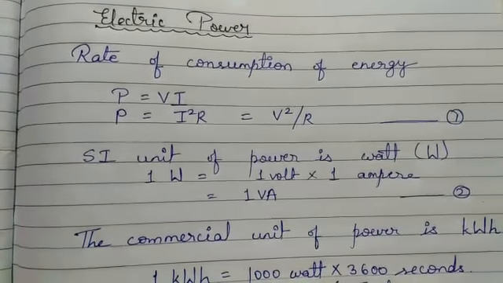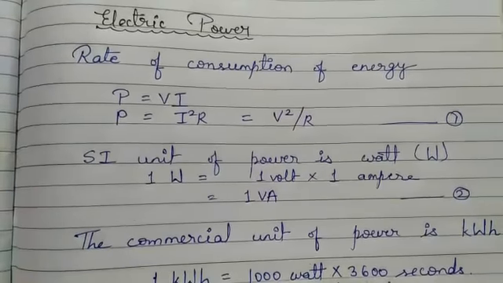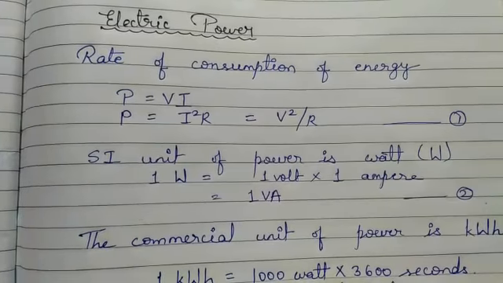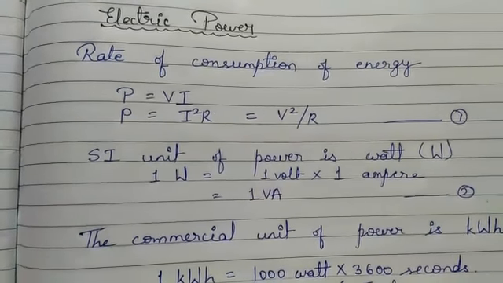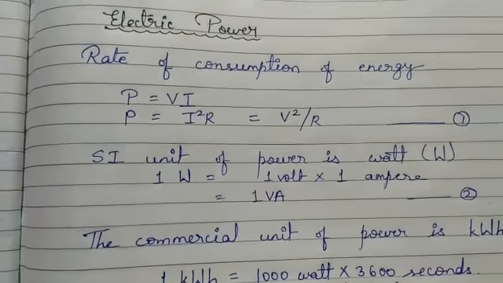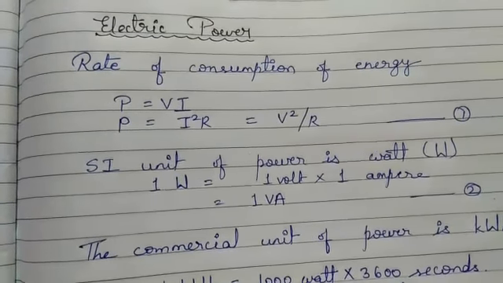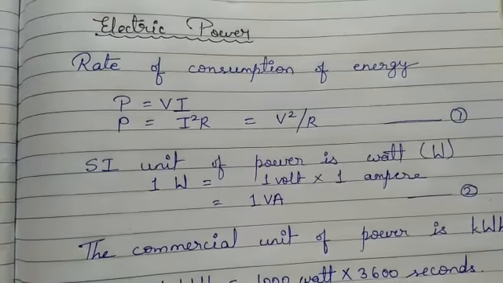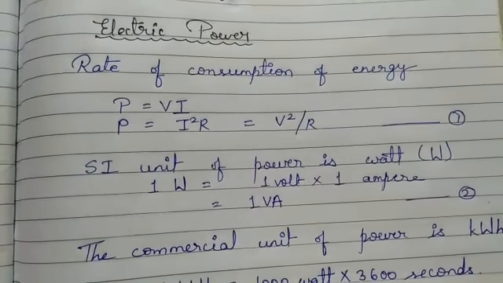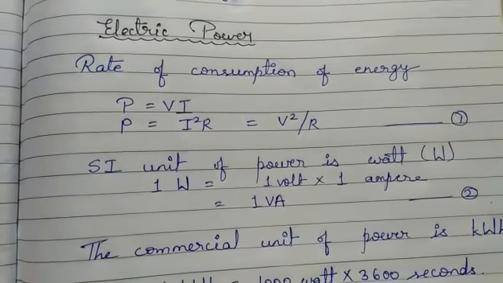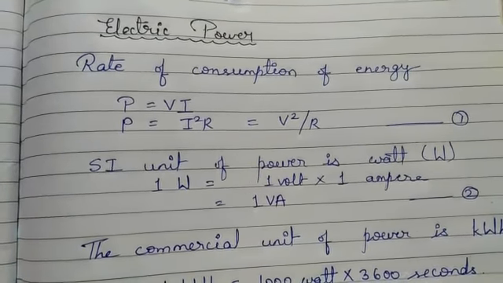So the traditional definition of power is: the rate of doing work is called power. As we all know, work and energy are equivalent to each other. So in the case of electric power, we can also say that the rate of consumption of electrical energy is called electric power.